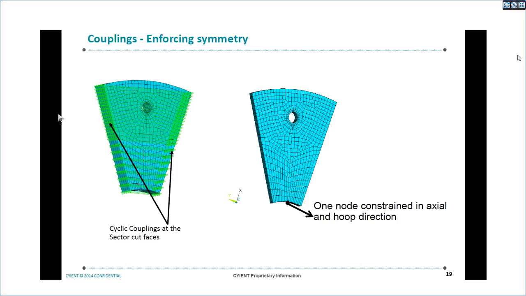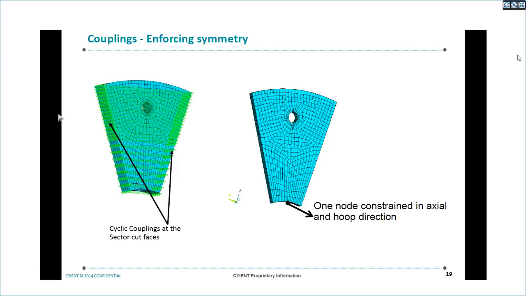So once you rotate the nodes, you need to couple these two nodes in 3 degrees of freedom. This node and this node you need to couple in 3 degrees of freedom. That is three couplings: ux, uy, uz. Like that, you need to couple individually.